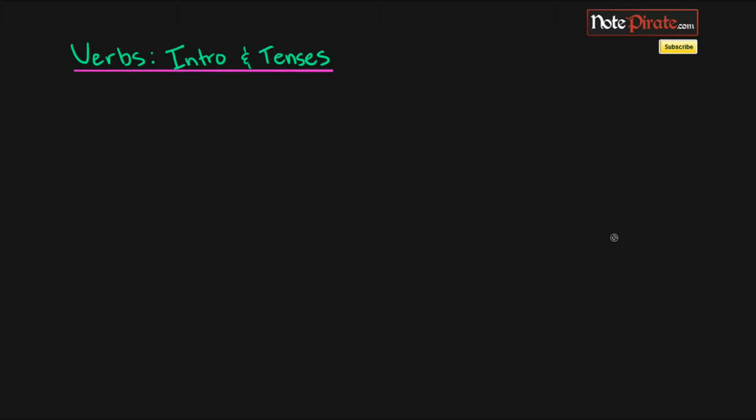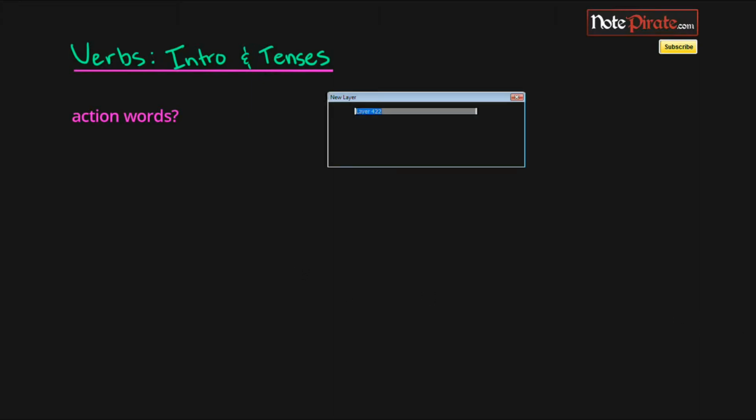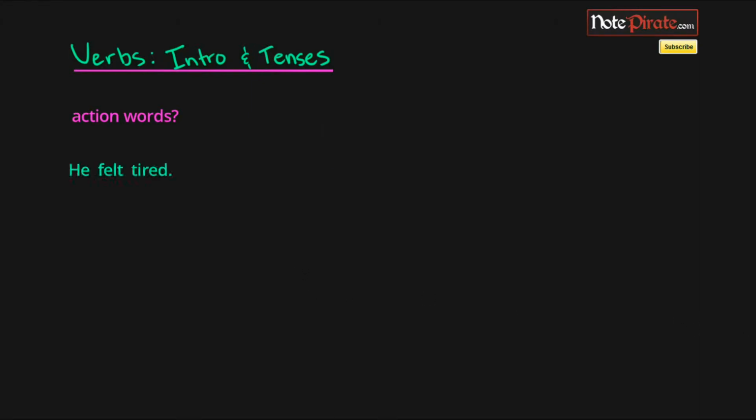Let's dive into it. Now, we know verbs as action words, right? And though that's partly true, it's not always the case. For example, let's say he felt tired. Felt is your verb here, but is that really an action to feel? It's a feeling, right? So what verbs do is they express the action, condition, or state of being, like in the example we just looked at. To feel is a state of being. So they explain the action, condition, or state of being in a sentence.